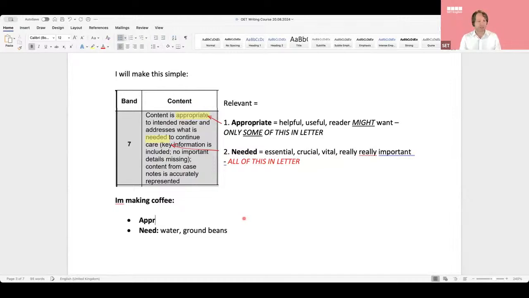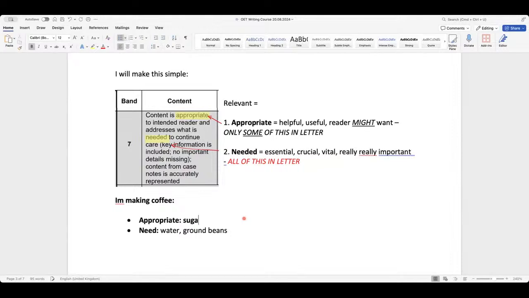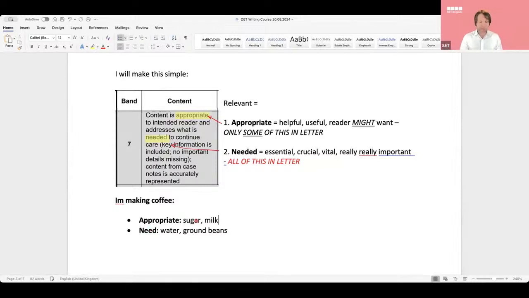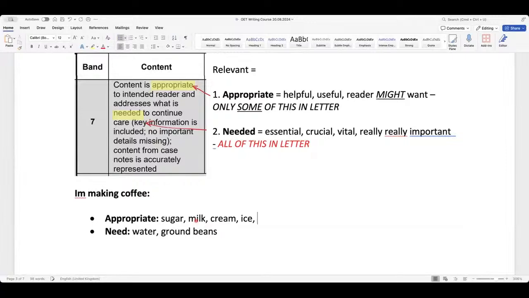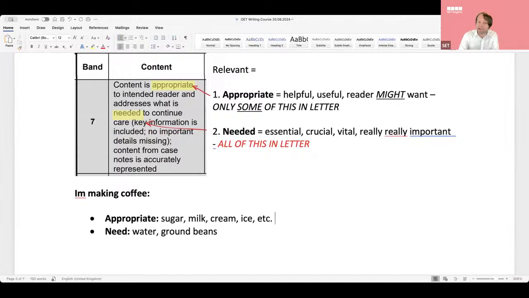What's appropriate in a coffee? Sugar. Do you need sugar? Does everyone have sugar? No, it's just appropriate, isn't it? Milk. Some people love to have milk, cream in coffee. Ice, right? Do you see the difference here? You don't need these, but they're good, right? Okay, what about this?